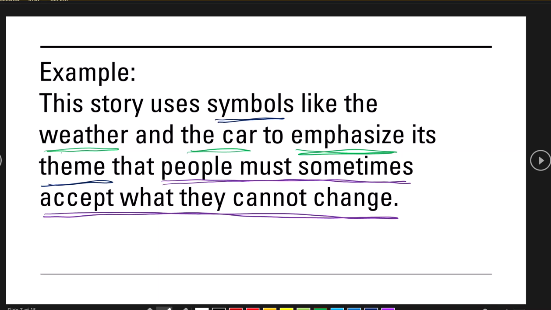So I'm going to have a body paragraph section about the weather as a symbol. And in that section, I'm going to talk about what the weather symbolizes, how it's described, why it's important to the story, and of course, how it relates to that theme. And then I'm going to have a body paragraph section in my paper about the car as a symbol. How is it described? Why is it important? What does it symbolize? How does it relate to the characters? And of course, how does it relate to that theme? And that's all my paper is going to do, is back up and support that thesis statement.